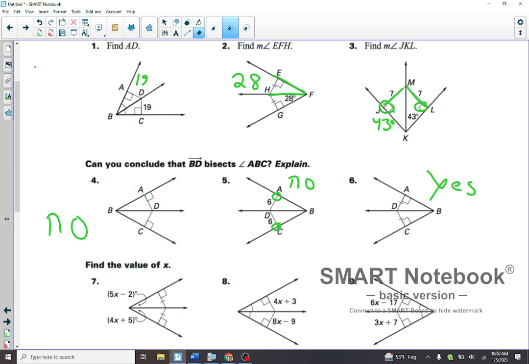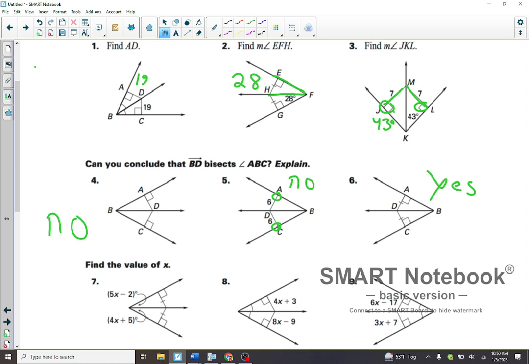Can I just write it instead of tick mark? You just write yes or no. This one doesn't have tick marks. That's why it's not yes. This one doesn't have right angles. It does have 6 and 6, so it shows you they're the same length, so it technically has tick marks. But if it had right angles, it would be yes.